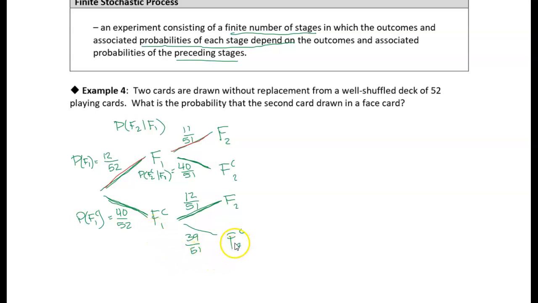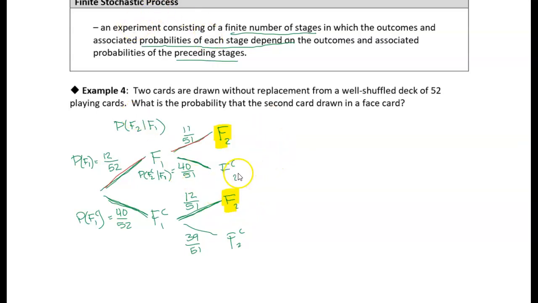So what are we trying to do here? What's the probability the second card drawn is a face card? Let's figure out where those events are. It can happen in a couple different ways. It can happen here, where we drew a face card and then another face card. Or it can happen here, where we drew a non-face card and then a face card. So there are two different ways that event can happen.